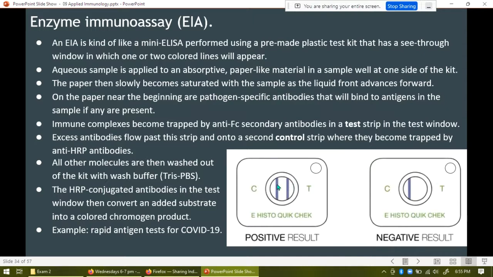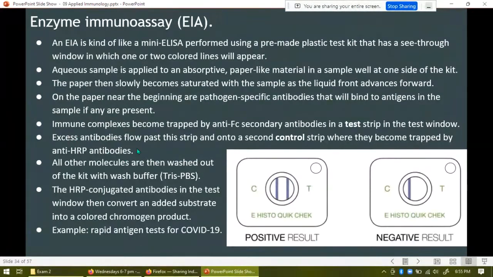So they begin to be pulled into the test window. Any immune complexes in the liquid front are going to become trapped by anti-Fc secondary antibodies in a test strip in the test window. So this contains anti-Fc, anti-IgG secondary antibodies that are conjugated in a test strip to the paper within the test window, okay? So it's in the test window so you can actually see it.